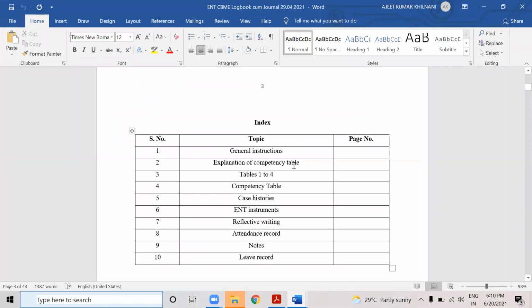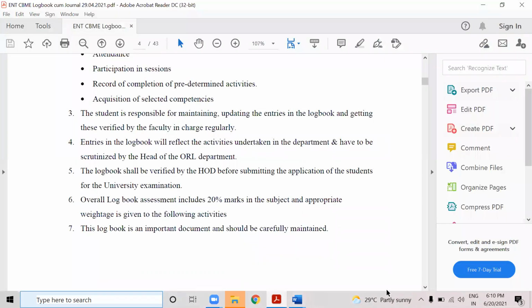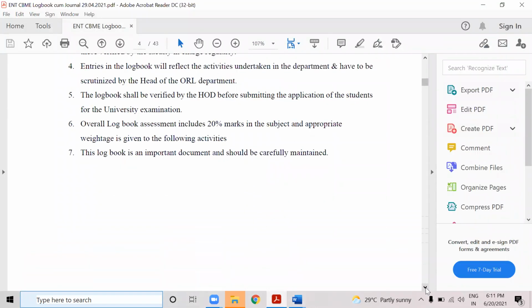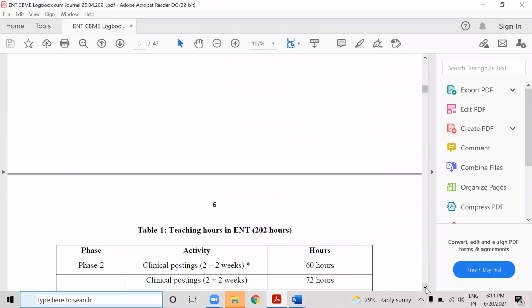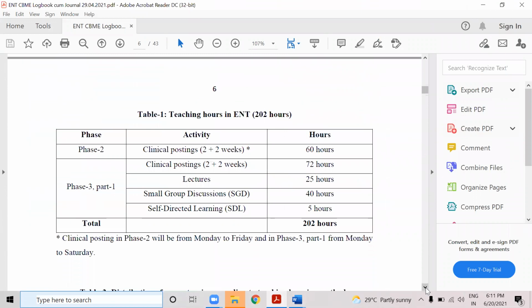So this was about the general instructions. Now the explanation of the competency table. I'll skip this particular part presently. Before that, I'll describe the 4 tables that I have put. And when I show you the competency table, at that time I'll describe it. So I'll just skip this description of the competency table for a while. And these are the tables that I have put.